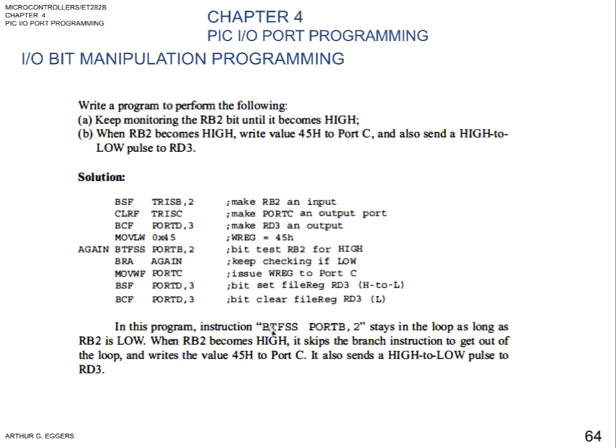So in this program, the BTFSS port B2 stays in the loop as long as RB2 is at a low. When RB2 becomes high, then it skips the branch instruction to get out of the loop and writes the value, in this case 45H, you can see up here, fourth line, to port C. It also sends a high to low pulse to RD3. Okay, and we can see that down here on the last two steps.